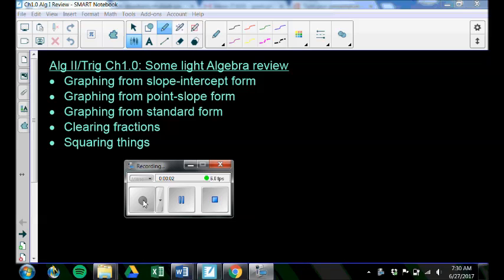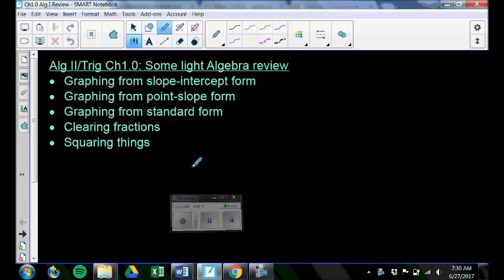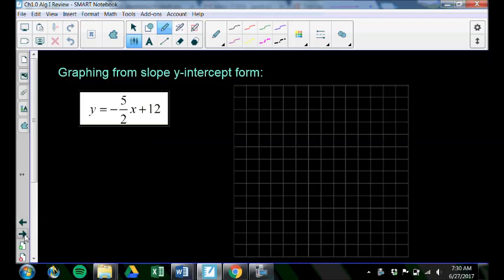We're going to do some brief review of Algebra 1 before we dive into our first chapter of Algebra 2 trig. So some graphing in slope-intercept form, point slope form, and standard form, clearing fractions and squaring things. I'll try and be concise and brief.